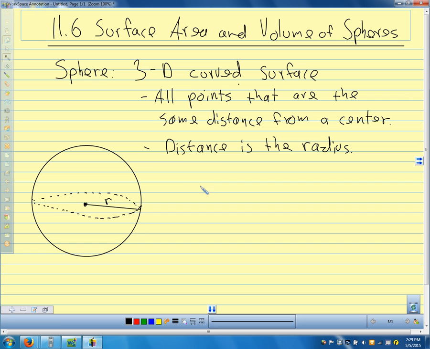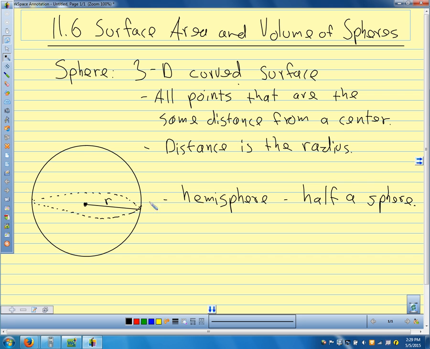But one thing really quickly before we talk about the formulas, what is a hemisphere? Half a sphere. So if there's a problem that says find the surface area of a hemispherical dome, they just mean half a sphere. All right, so let's talk about our formulas.